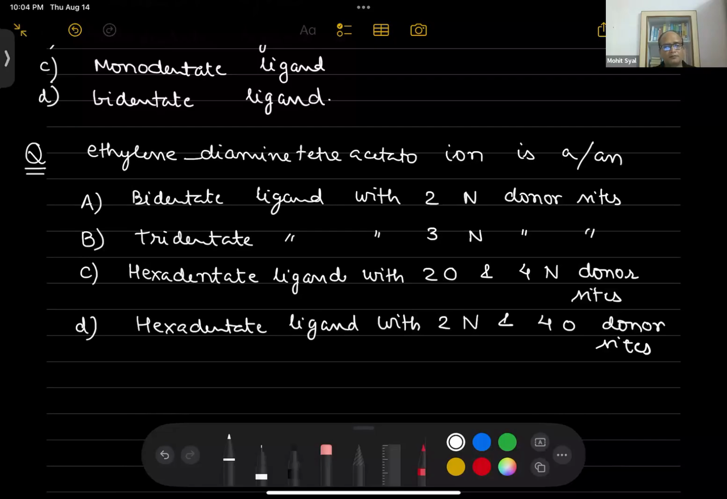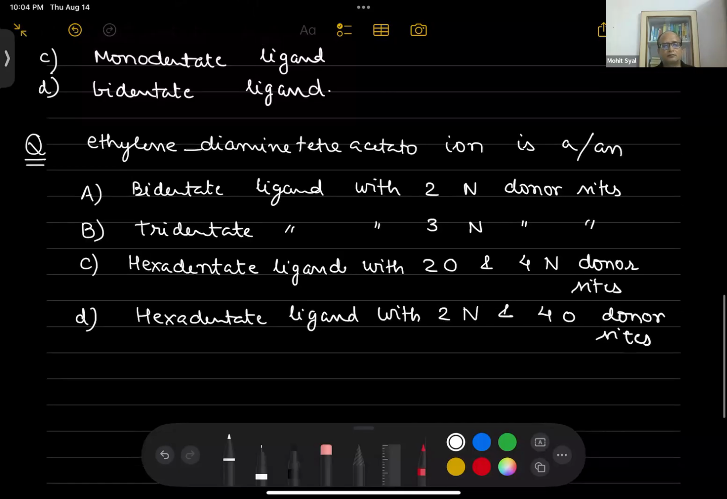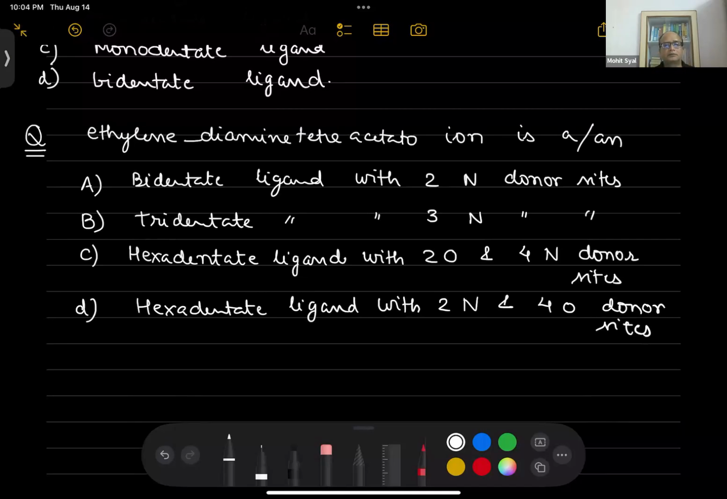In order to know this, you need to know the structure of EDTA. Got it? So what will be the answer? So option D. Option D?